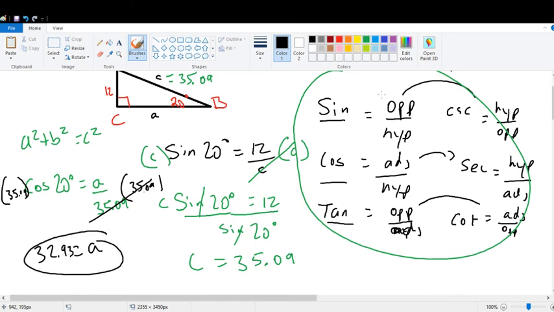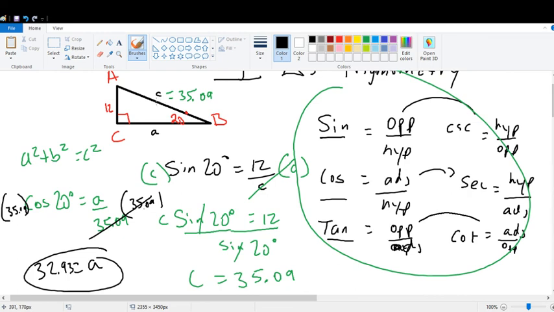So using the trig ratios here, I was able to find the values of c and a. You can use these ratios for any other problem involving a right triangle. So make sure you guys keep that in mind when looking at triangles. Hopefully this makes sense.